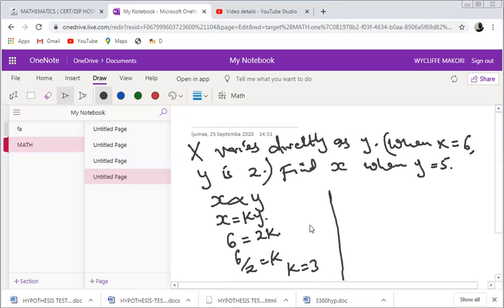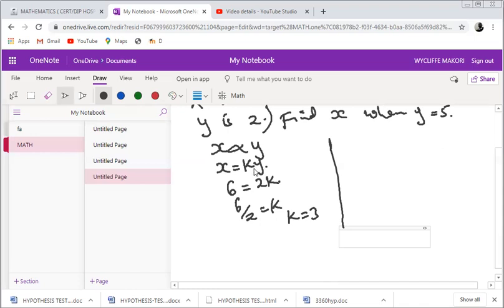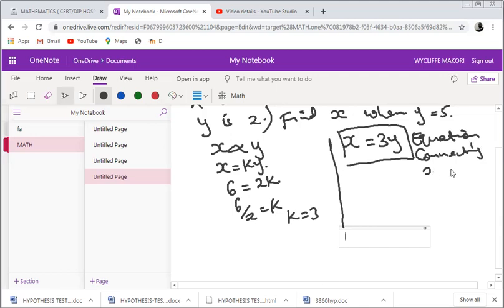After finding the value of k, which is your constant, you come to your equation and substitute k with 3 so that you have x is equal to 3y. Because k has been calculated, you can replace it with 3. Therefore, this is the equation connecting x and y. So you use the portion of the question where you are given the two values of the unknowns so that you can determine the constant value. Once you have the constant value, replace it in the equation so that you find the equation connecting the two values.